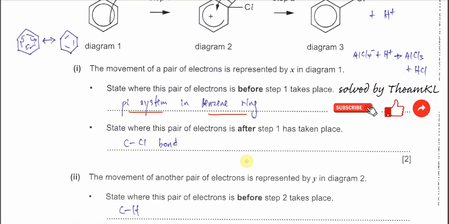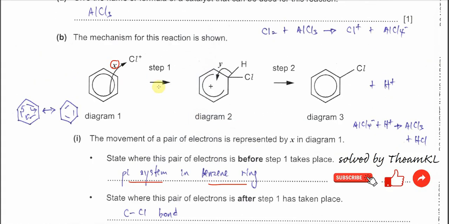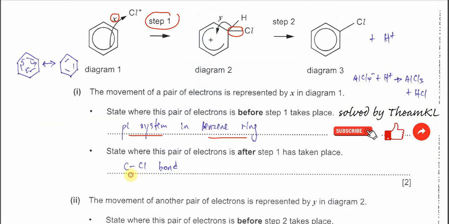Then state where the pair of electrons is after step 1. After step 1, this pair of electrons is moved out and donated to the chlorine ion, and it forms a new bond. So it formed a new C-Cl bond here. The pair of electrons is used in this one. So you just need to put C-Cl bond.